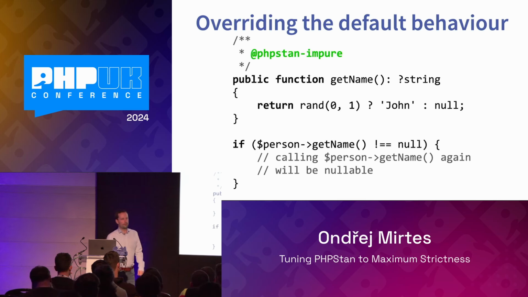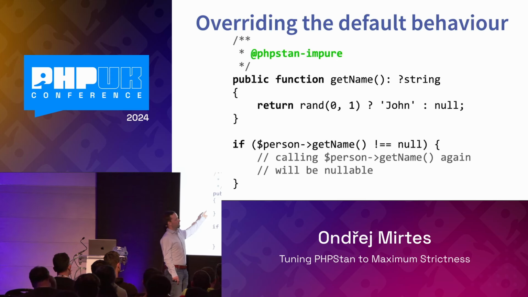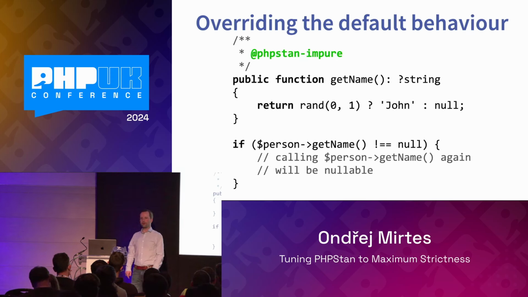So it will make this kind of code work, because we need to have these PHP docs, these annotations, because when you are calling a function, PHPStan does not see its body. It doesn't see the implementation. It only looks at the PHP docs and at the signature, the parameter types and return types.